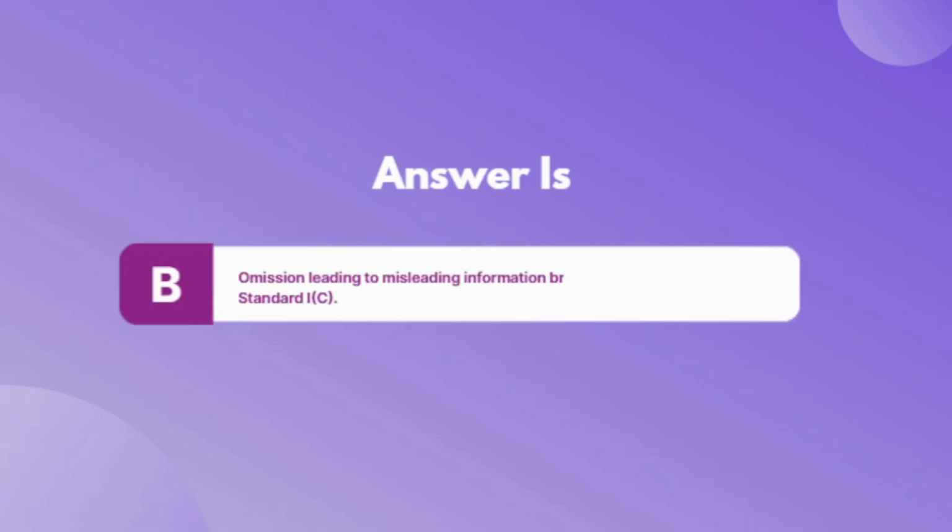Answer is B. Omission leading to misleading information breaches the misrepresentation standard, Standard I(C).